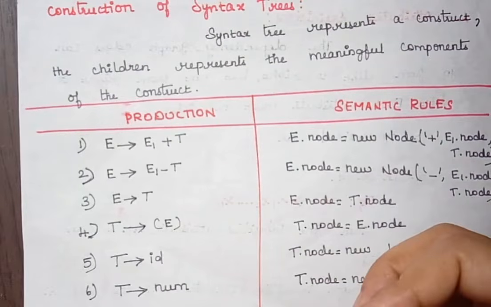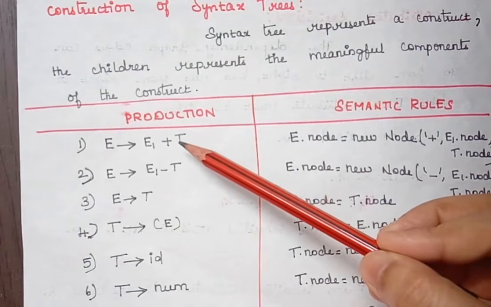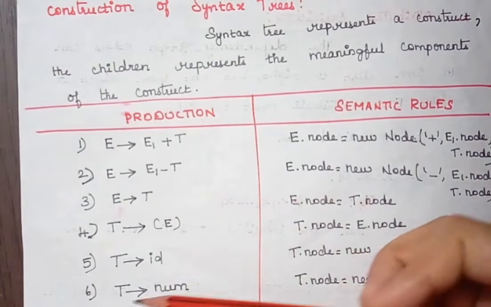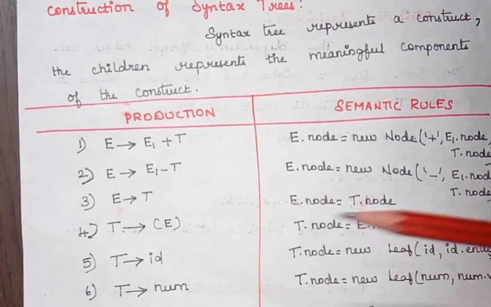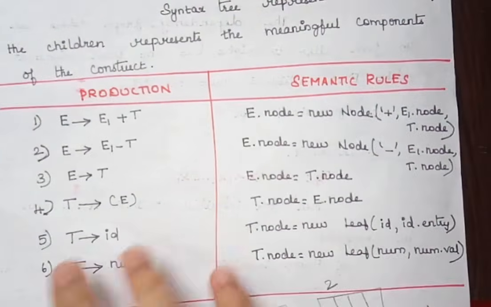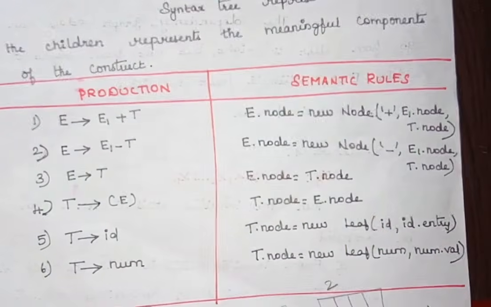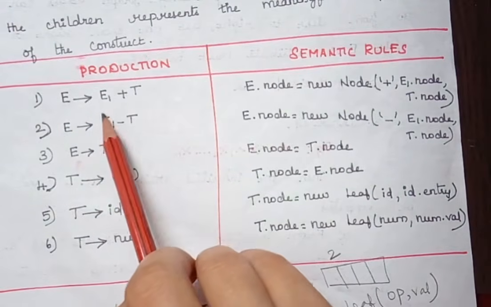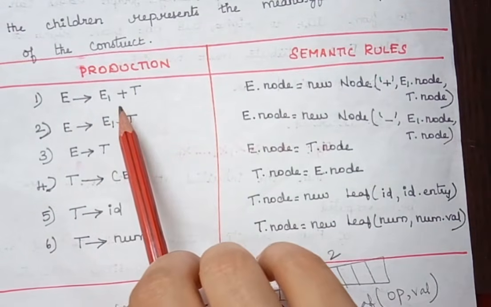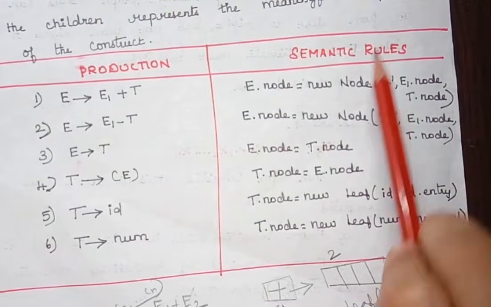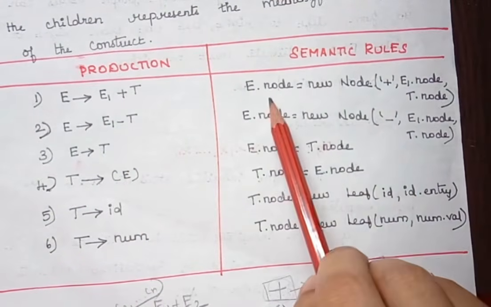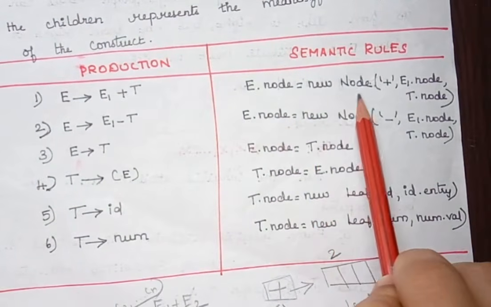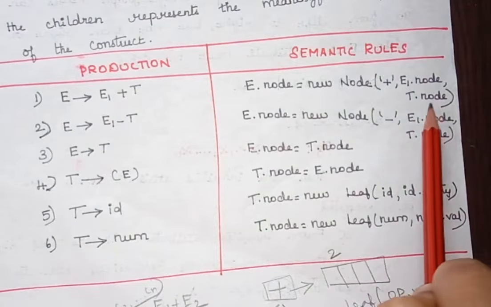If you look at this production, here we have some basic arithmetic operations like addition, subtraction, then assignment. This production is used here, and for these productions we have semantic rules. Whenever the first production, that is E implies E1 plus T, is used, the rule creates a node. If you look at the semantic rule for production 1, we have E dot node equal to new node plus comma E1 dot node and T dot node.